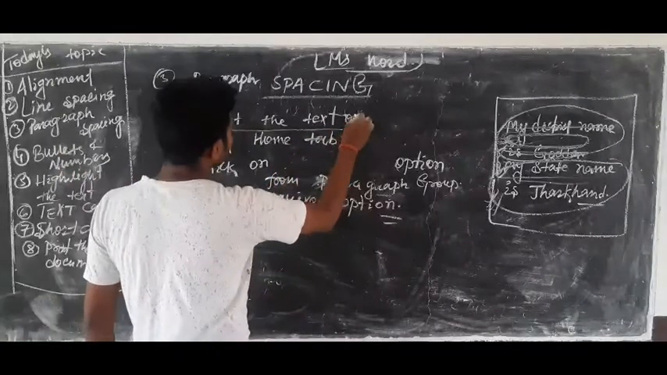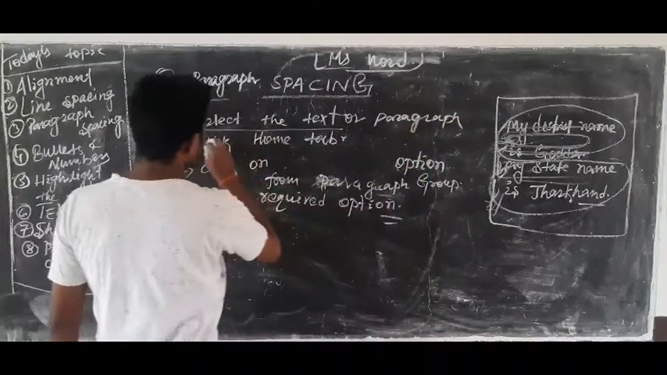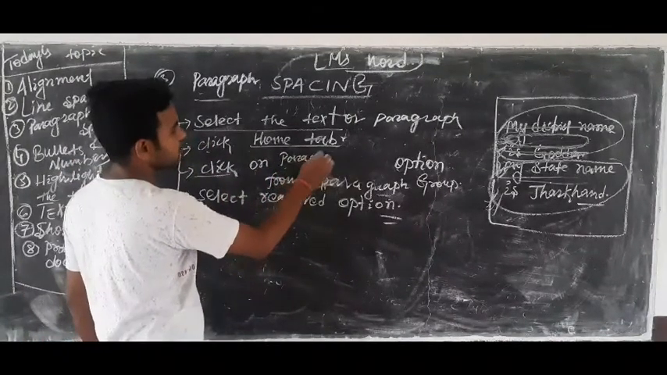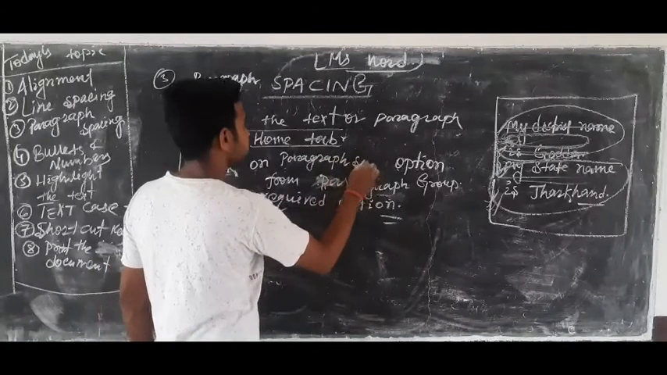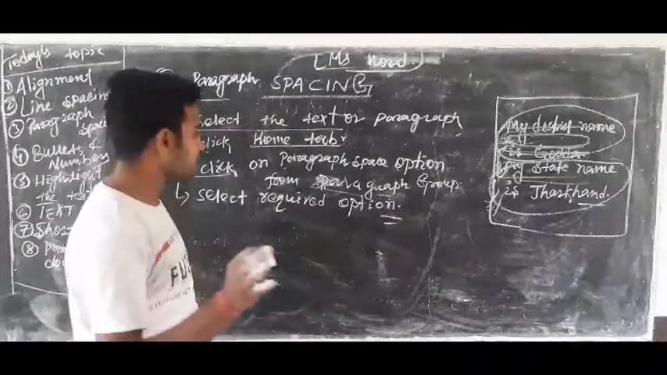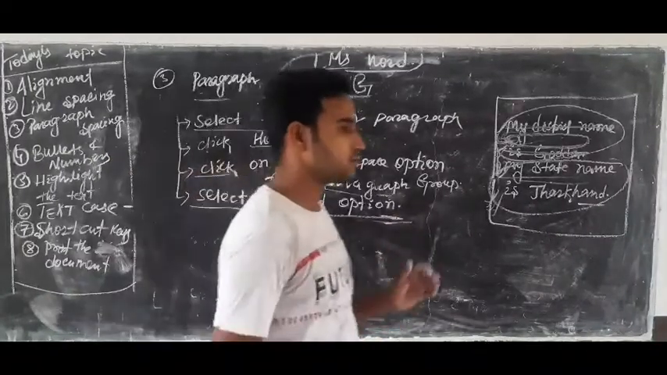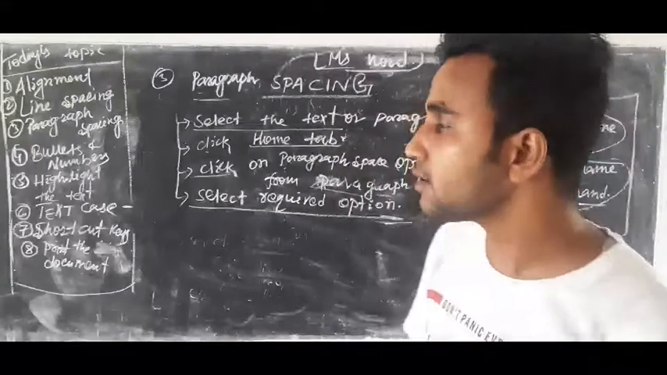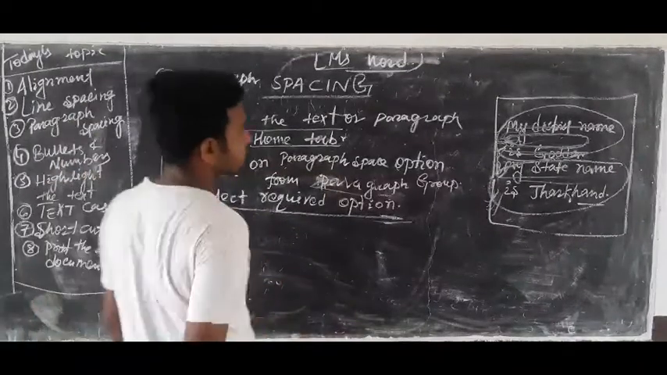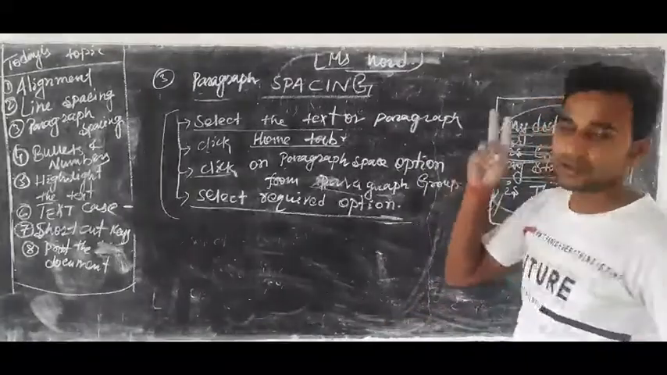Select the text or paragraph. Second, click on the Home tab. And third, click on the paragraph spacing option from the paragraph group, and then select the required option. So we can decrease or increase the paragraph spacing from these steps. Both are approximately the same. The only difference is that here is the space between two lines, and here is the space between two paragraphs.